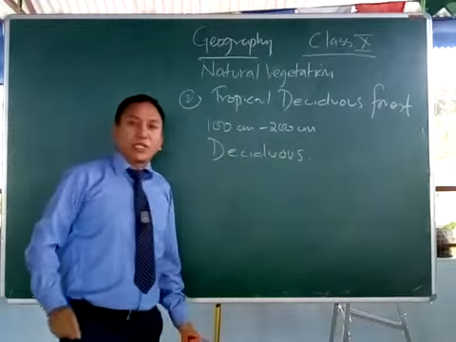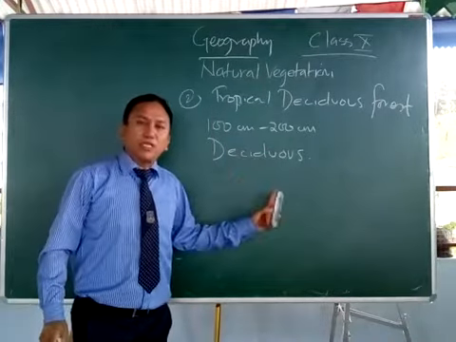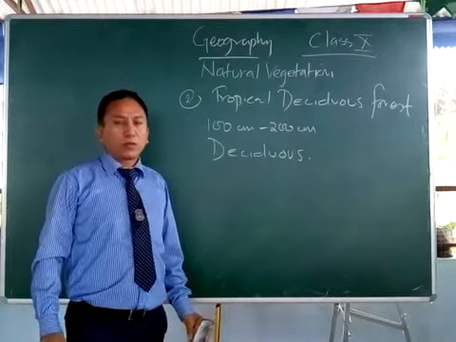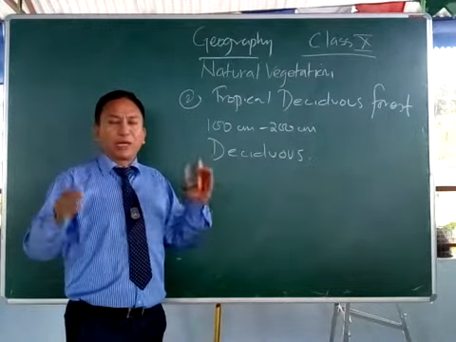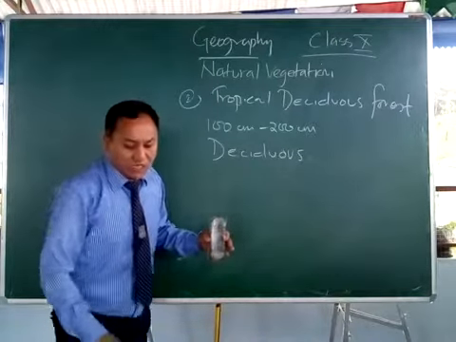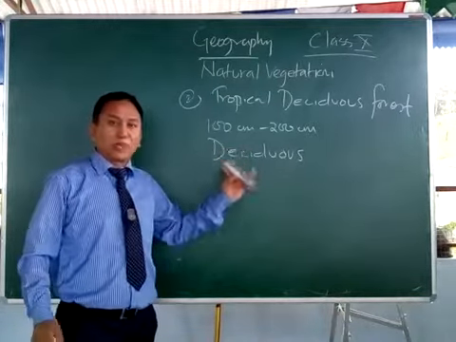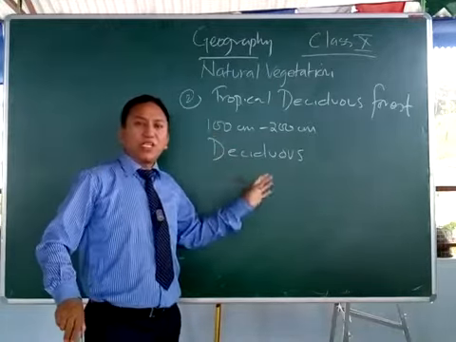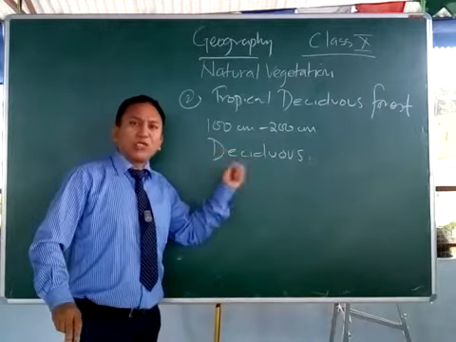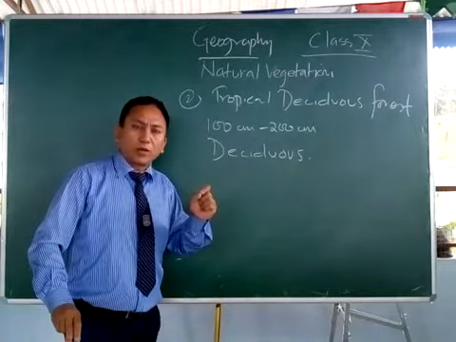And what does this mean, deciduous? It means that the trees shed their leaves once a year, between the months of March, April and May. March and April is the time when these trees shed the leaves. So deciduous trees are those trees which shed the leaves once a year.